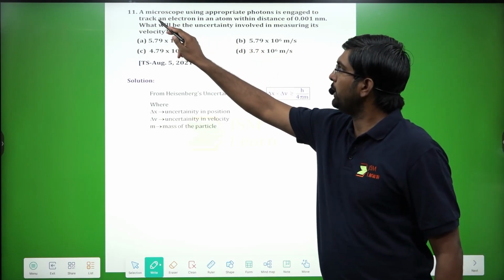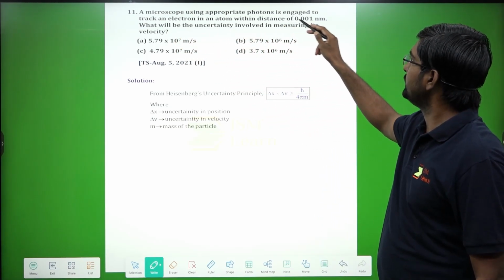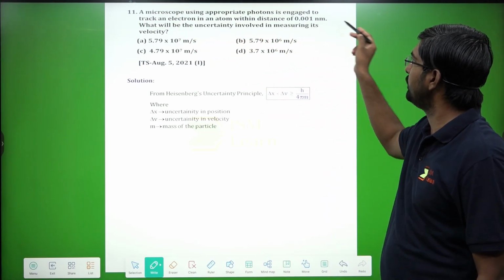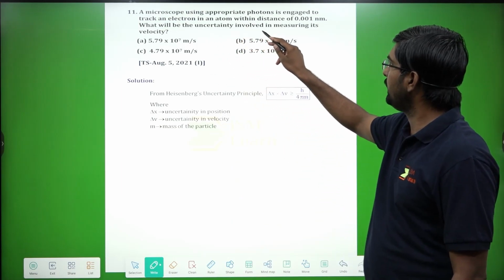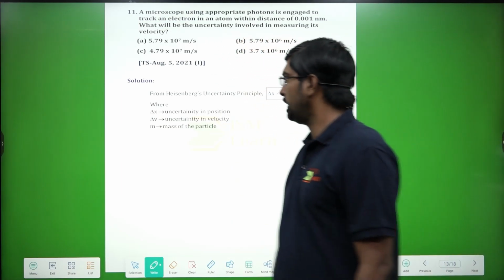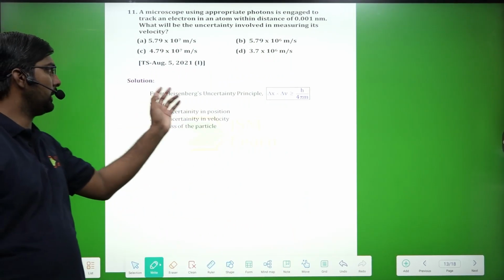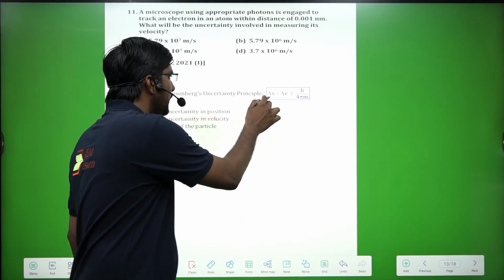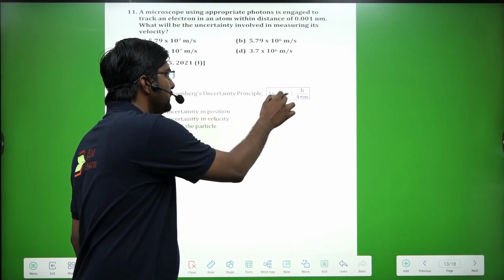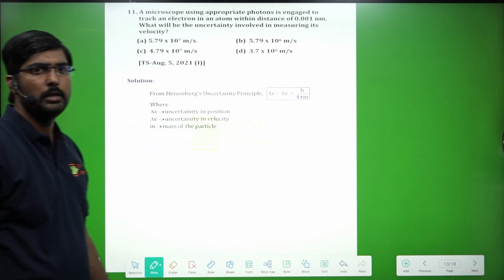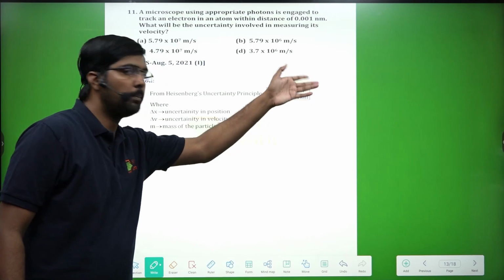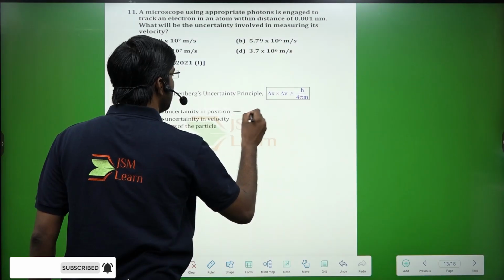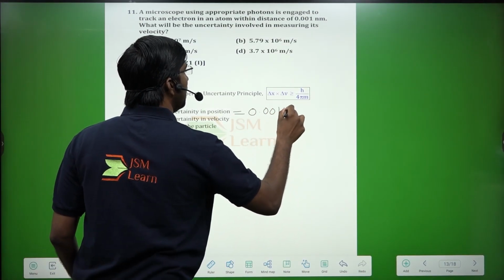Next, a microscope using appropriate photons is engaged to track an electron in an atom within a distance of 0.001 nanometer. What will be the uncertainty involved in measuring its velocity? So here we use the Heisenberg uncertainty principle. According to that principle, uncertainty in position into uncertainty in velocity is greater than or equal to h by 4 pi m. What is m here? Mass of the particle. Uncertainty in position is given, right? That is equal to 0.001 nanometer.